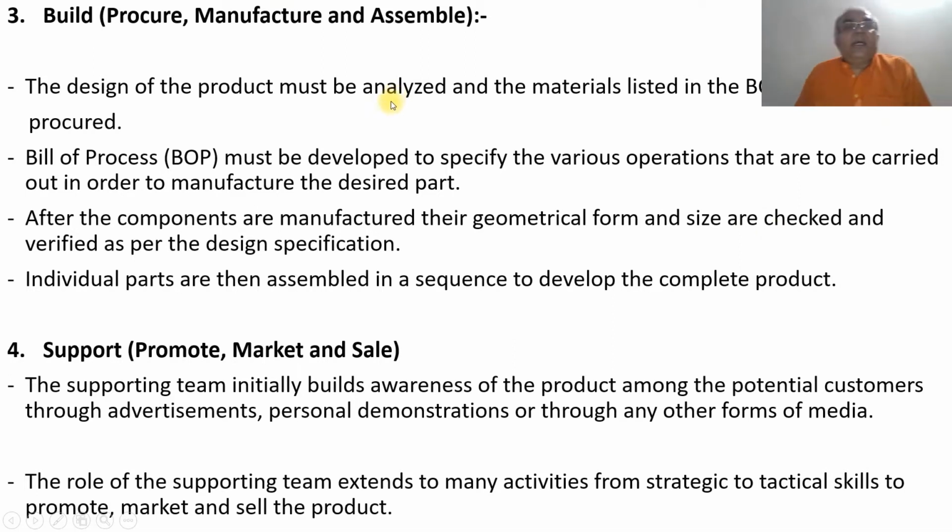The design of the product must be analyzed and the material listed in the BOM must be procured. What does it mean? What is that BOM? It is nothing but the bill of materials. Whenever we do the drawing, in the assembly drawing, if you go for the parts which have been assembled, then if you ask for the part list, it will give the bill of materials. So that must be procured first.